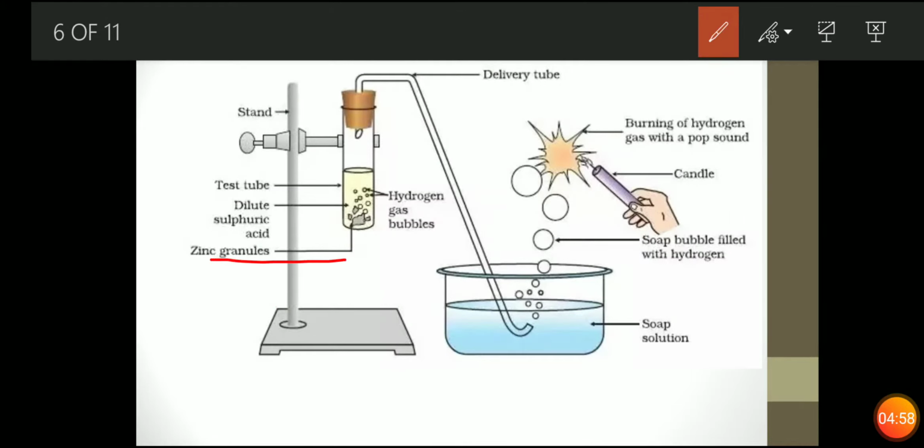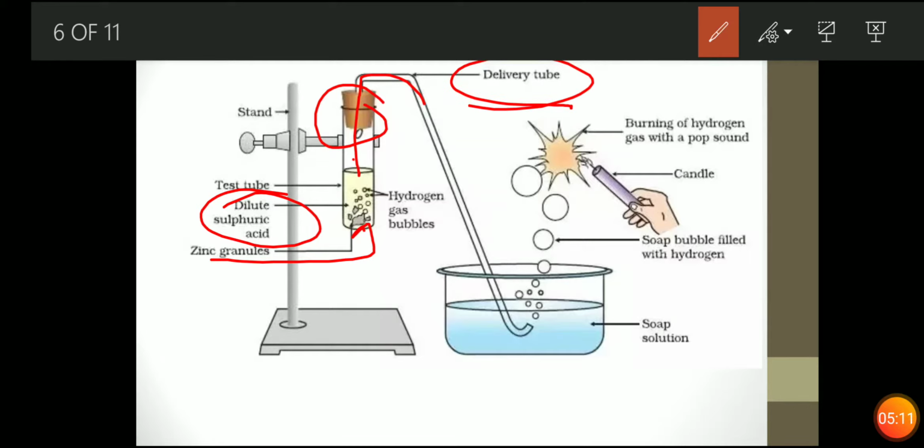Now see, it is a kind of experiment. These are your zinc granules. Here we have taken dilute sulfuric acid in the test tube. Now we have a cork over here and then connected a pipe. This pipe is known as a delivery tube, from where the hydrogen gas evolved will pass to the soap solution.